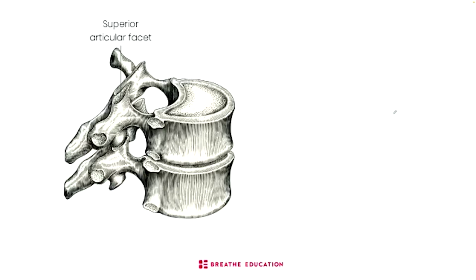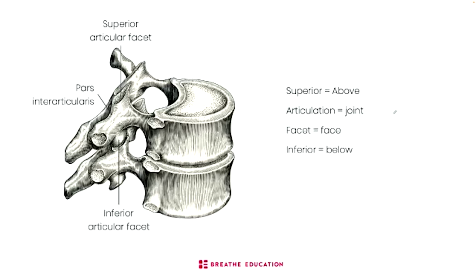In your vertebrae, you have at the back of the vertebra these facet joints. Let's call them facet joints. You have the superior articular facet, and superior means above, and articular means joint, and facet is just a flat surface or a face. It's called that because it's the flat face at the top of the back of the vertebra. And then you have the inferior articular facet, and inferior just means below.